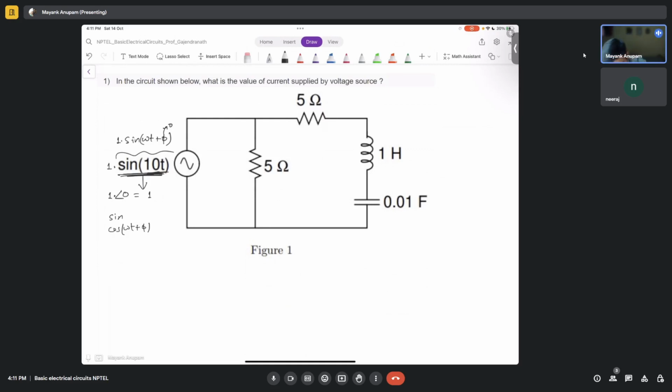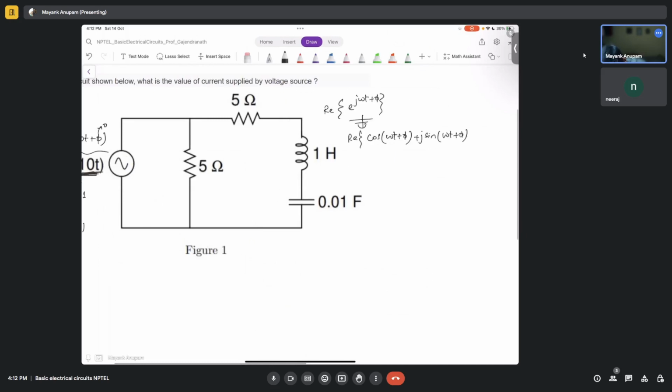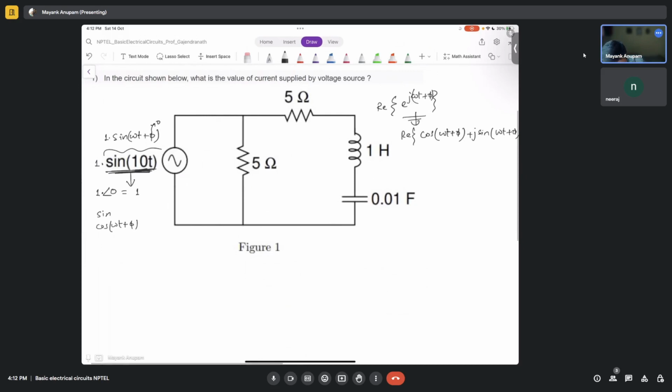Now, real part of e to the power j omega t plus phi, this was the one that we were seeing, and then we saw that the real part of this has to be taken. So how will this look? Real of cos of omega t plus phi plus j sine of omega t plus phi. This is how it will look, and we were only worried about the real part, isn't it?